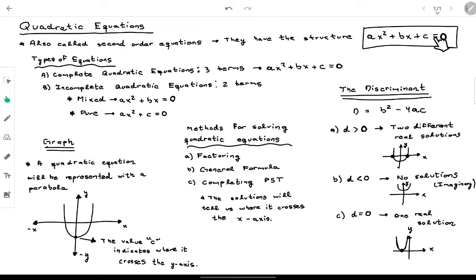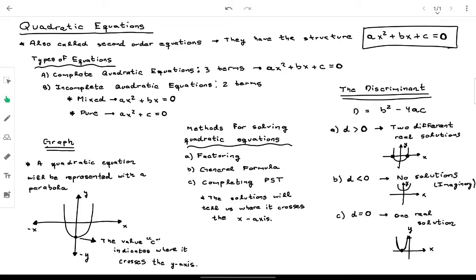Of course, this is the general structure of a quadratic equation, but maybe we can miss the middle or the last term. We cannot miss the first one, because if we are missing the first one, it will be a linear equation, not a quadratic equation. So let's see the types of quadratic equations that we can have.